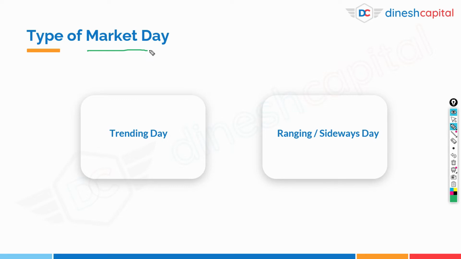There are different type of market days. People have named it in different ways, but there are two main types of days I really care about, and even a beginner can easily identify. Those are trending days and ranging or sideways days. I hope everyone knows the difference between trending days and ranging days.